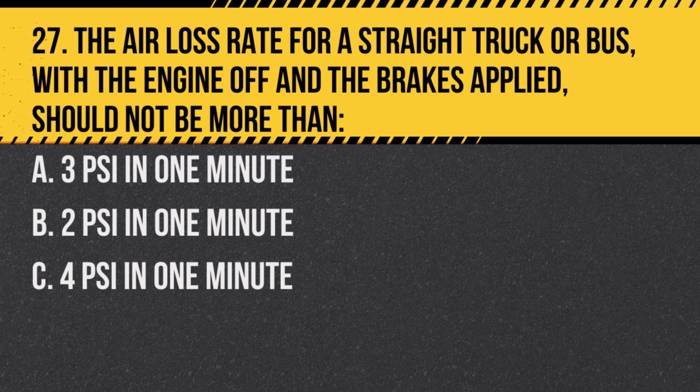Question 27. The air loss rate for a straight truck or bus with the engine off and the brakes applied should not be more than A. 3 psi in 1 minute, B. 2 psi in 1 minute, C. 4 psi in 1 minute. Answer: A. 3 psi in 1 minute. This ensures the system doesn't have major leaks.